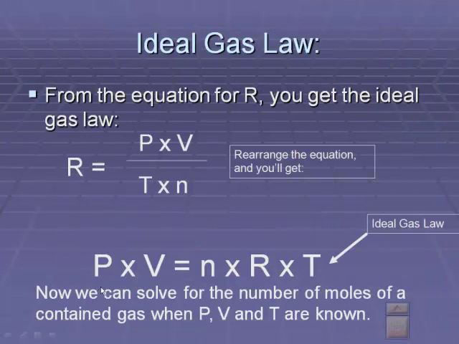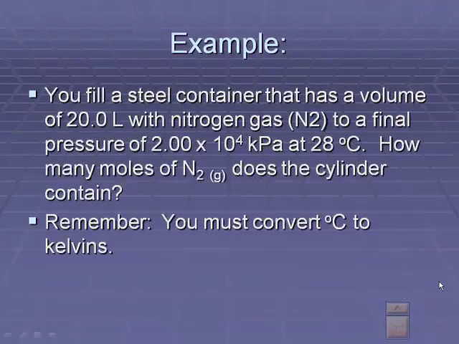And I already showed you this. PV is equal to nRT. That's the ideal gas law. Here's an example. You fill a steel container that has a volume of 20 liters with nitrogen gas to a final pressure of 2 times 10 to the 4th kilopascals at 28 degrees Celsius. How many moles of N, nitrogen, does the container contain?